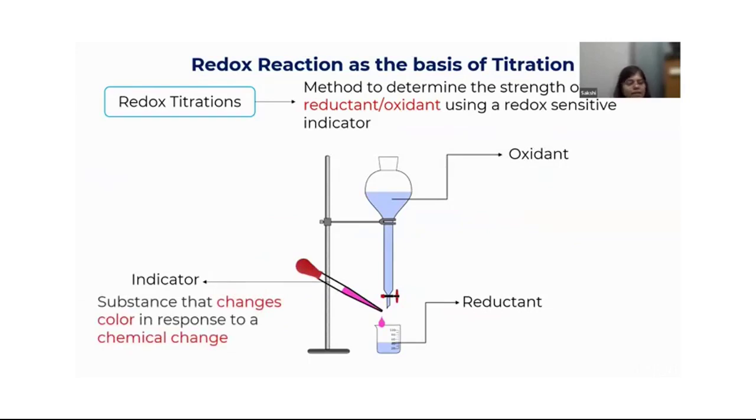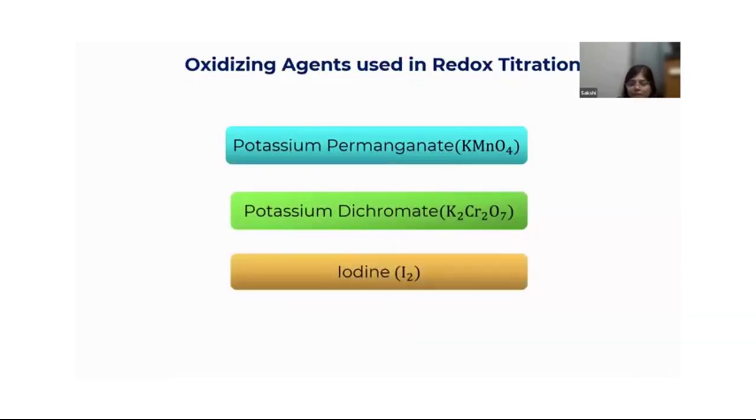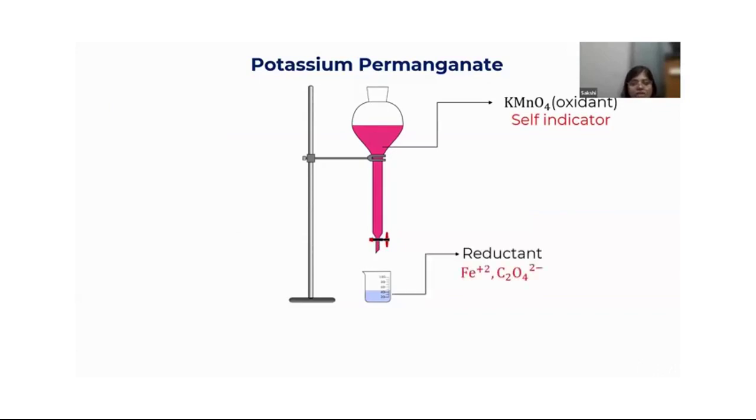What is an indicator? The indicator is a substance that changes color in an acidic or a basic medium. Let us understand how it happens. So these are the examples that we are going to study today. I am definitely sure you must have done this titration with potassium permanganate, which is a self-indicator. So this is an oxidant and this is a reductant. Oxidant is the one that is acting as an oxidizing agent, right?